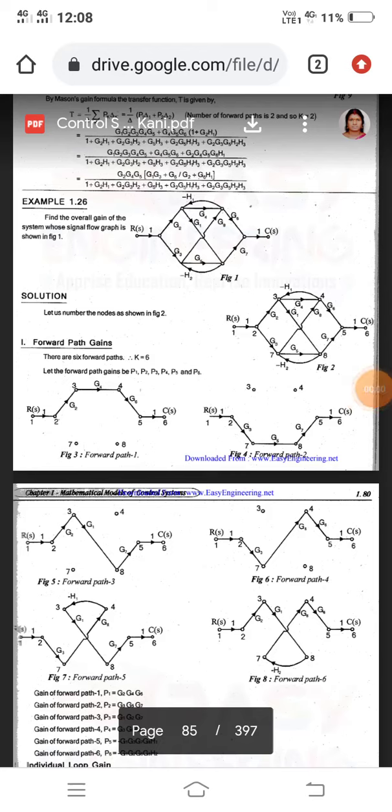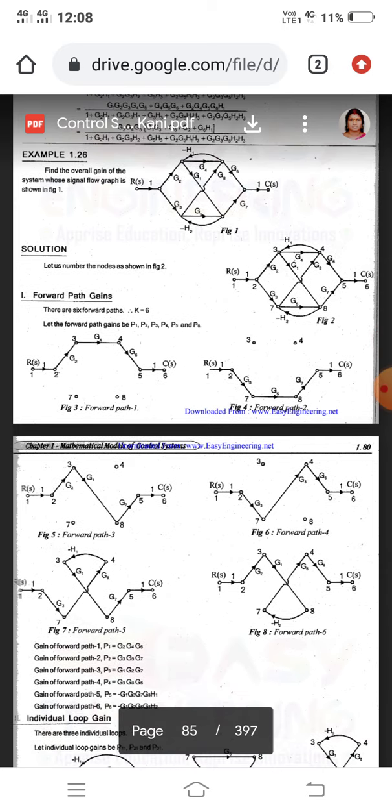Problem 1.26. Find the overall gain of the system whose signal flow graph is shown in the figure. In this figure, R(s) is the input and C(s) is the output. There are many systems and feedback loops. Let us find the number of forward path gains in the problem. Most probably in this problem, there are 6 forward paths.